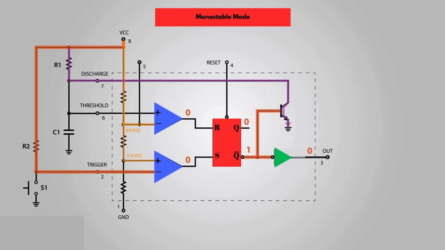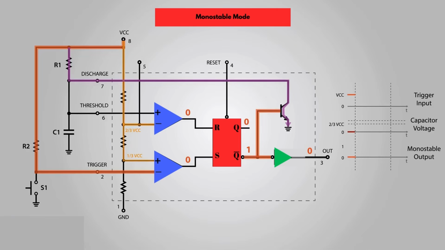In order to change the 555 timer output state to high, we need to press the push button on the trigger pin. That will ground the trigger pin, or the input state will be 0, thus the comparator will output 1 to the S input of the flip-flop. This will cause the Q-bar output to go low, and the 555 timer output high. At the same time, we can notice that the discharge transistor is turned off.